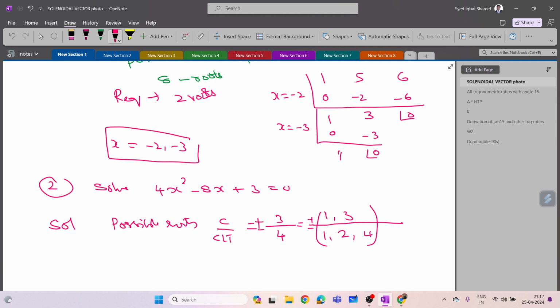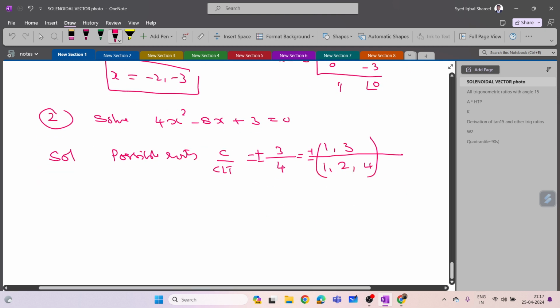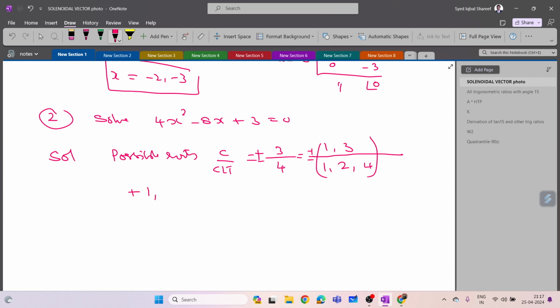So what will be the possible roots? If I take plus 1 by 1, plus 1 by 2, plus 1 by 4, and plus or minus, we will take both values. Now if I take 3 by 1, plus or minus, then plus or minus 3 by 2, plus or minus 3 by 4. These are the possible roots: 1, 2, 3, 4, 5, 6, and 6 times 2 is 12 possible roots.